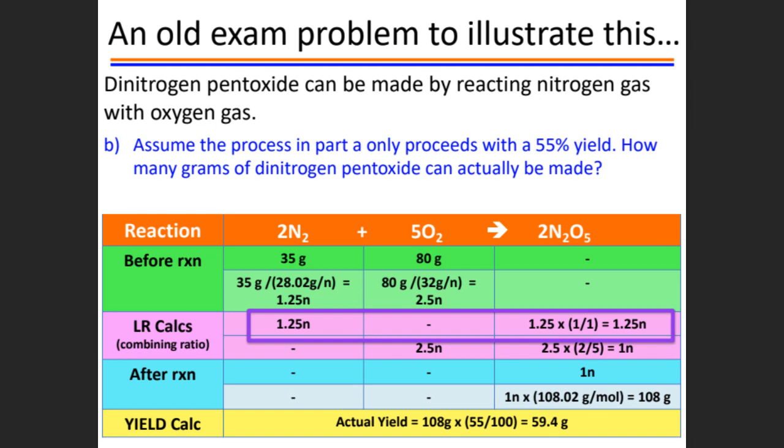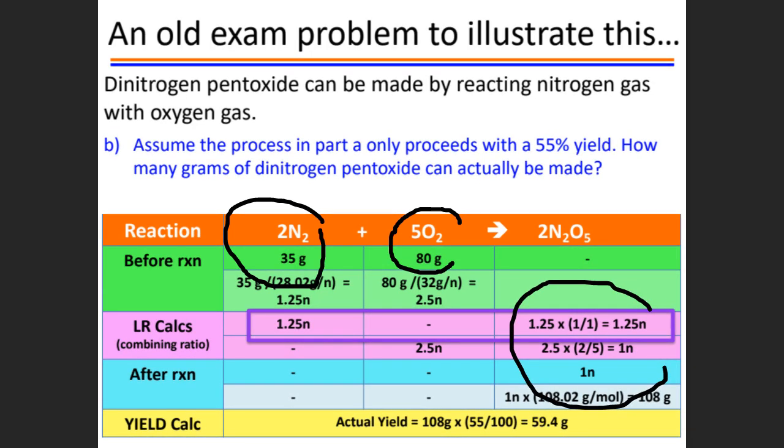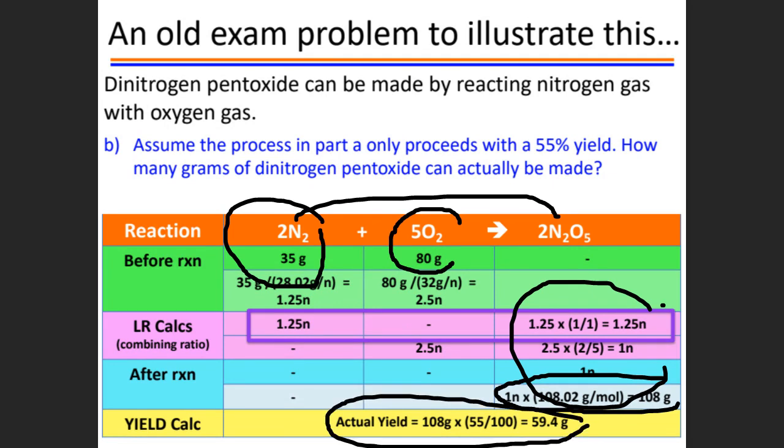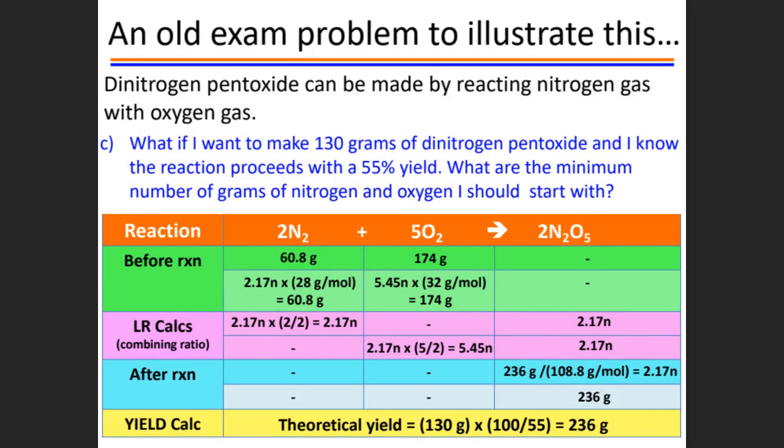Dinitrogen pentoxide can be made by reacting nitrogen gas with oxygen. Same thing. I'm tired of saying the same thing again and again. So you have to do the gram to mole, then find the limiting reactant, and when you do that, try to get the ratio, then subtract, and then you will find which one is in excess. So you can convert the mole to gram, and you can calculate the actual yield using the calculation. So please practice here.